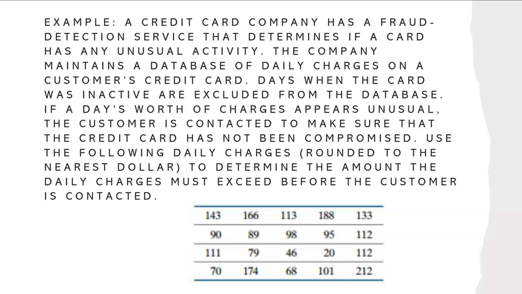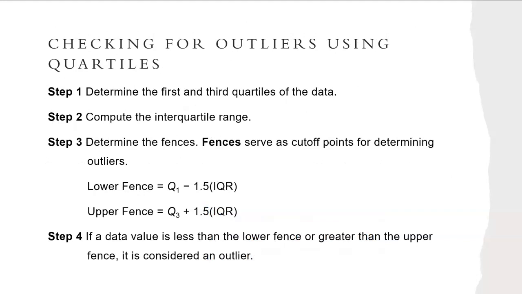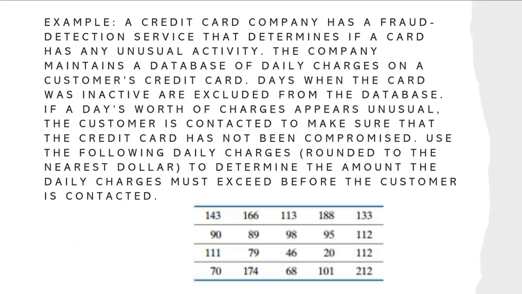So the first thing we need to do, if I go back to my steps, is find our Q1 and our Q3, and then we need to find our IQR. And then we'll come back and calculate the lower fence and the upper fence. So in order to find our Q1 and our Q3, we have to put our data in order.